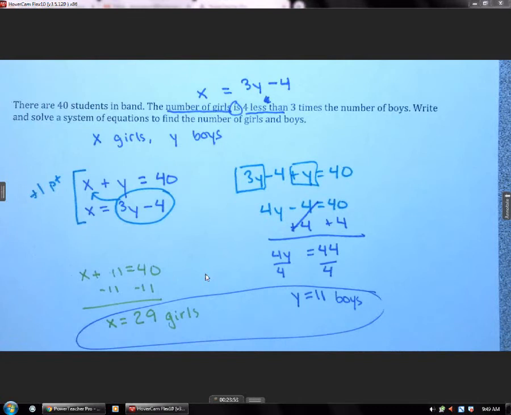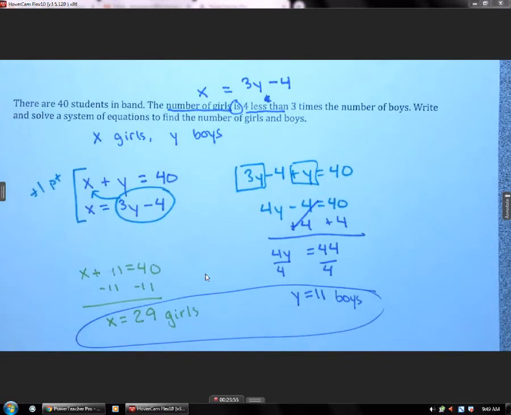Last disclaimer is sometimes the book gives you stuff with fractions in it, and sometimes my tests give decimals, I'm sorry, decimals are on the test also. Do decimals work in a matrix? Yes, they do. So it's okay to have decimals.